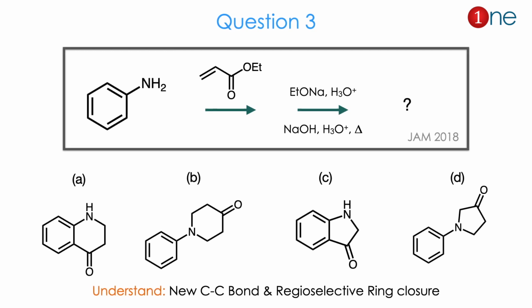Then question number 3. The starting material is aniline. You are reacting it with an alpha beta unsaturated ester. Next step you are using base hydrolysis, and further you are using acid hydrolysis and heating it up. They ask you to find the product.